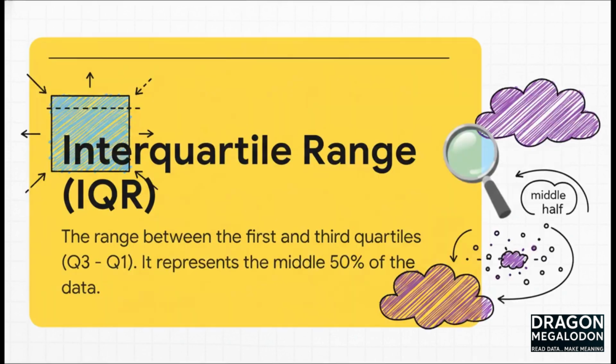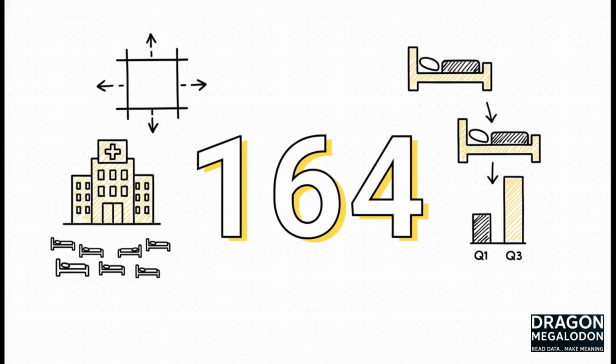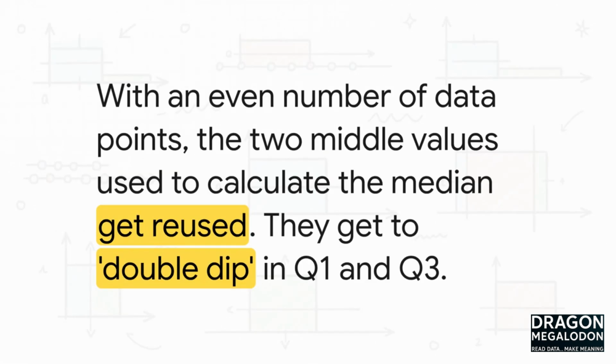Simple as that. Now that we have Q1 and Q3, we can figure out another really useful number. It's called the Interquartile Range, or IQR for short. All this tells us is the spread or the range of the middle 50% of our data. For our hospital data, all we do is subtract Q1 from Q3. So, 254 minus 90 gives us an IQR of 164. What does that mean? It means the middle half of the hospitals in our sample are spread across a range of 164 beds.